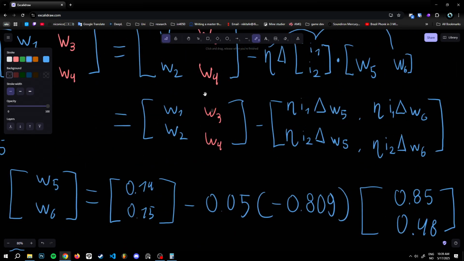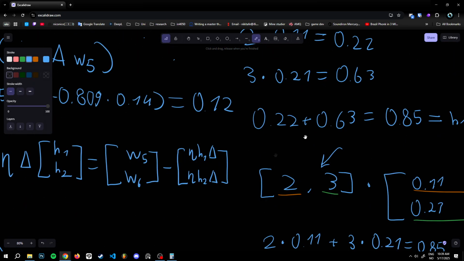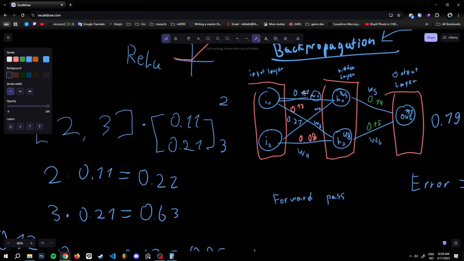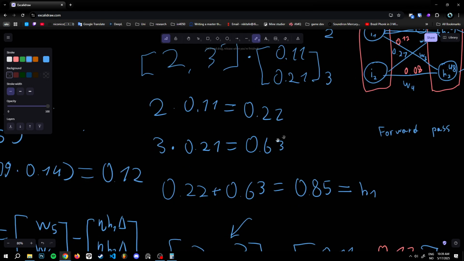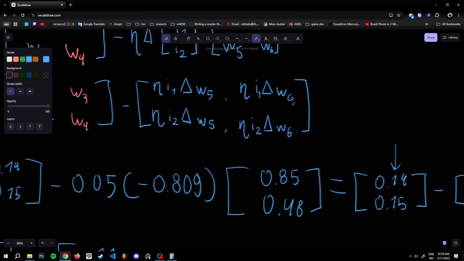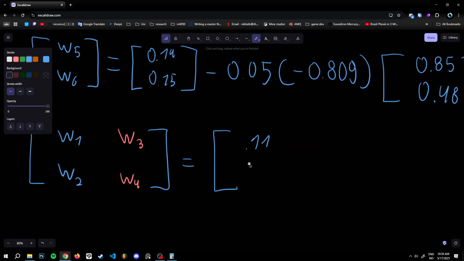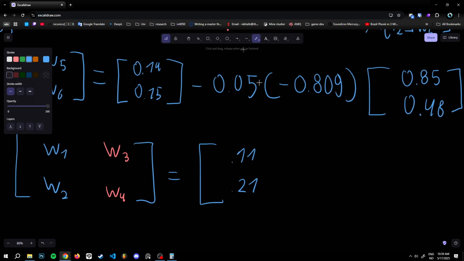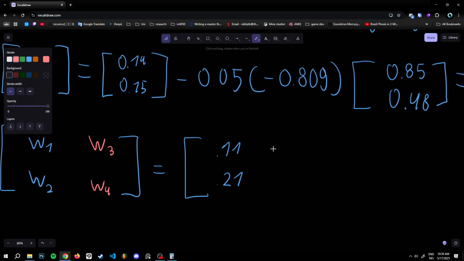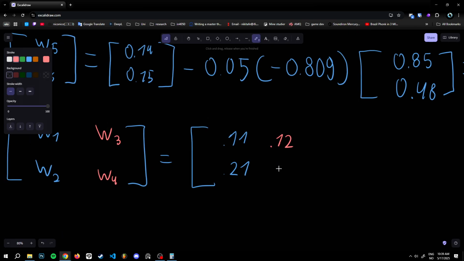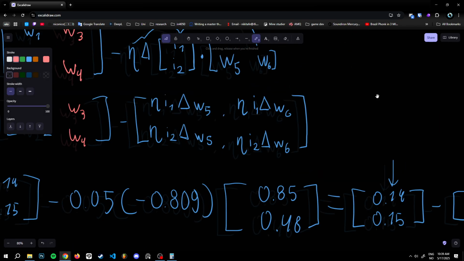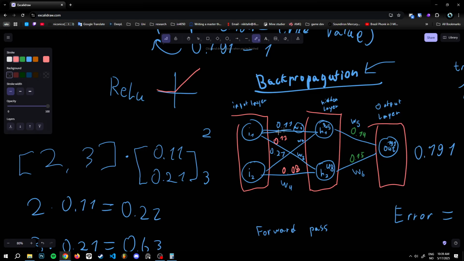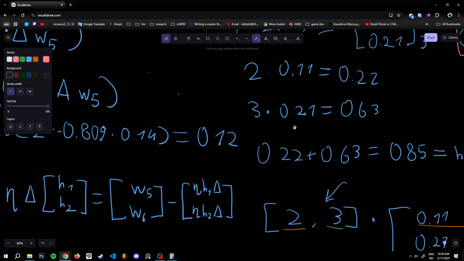So our current weights are going to be here. So our current weights are 0.11, 0.21, right? Yeah, 0.21, which is weight 1, weight 2. 0.21, and I'm not gonna say all of this again. I'm just gonna put them in: 0.12, 0.08, because of this, 0.12, 0.08.